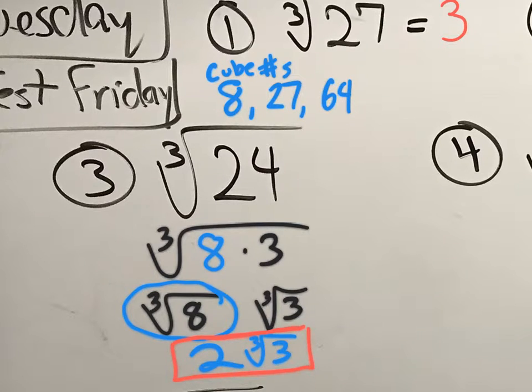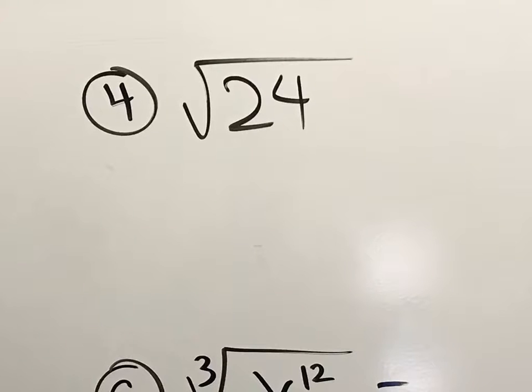Let's move on to number 4. Not 24, but the square root of 24. So right here, we don't want perfect cube numbers. We want perfect square numbers in here. So 24 is not a perfect square number. Remember, what is a perfect square number?